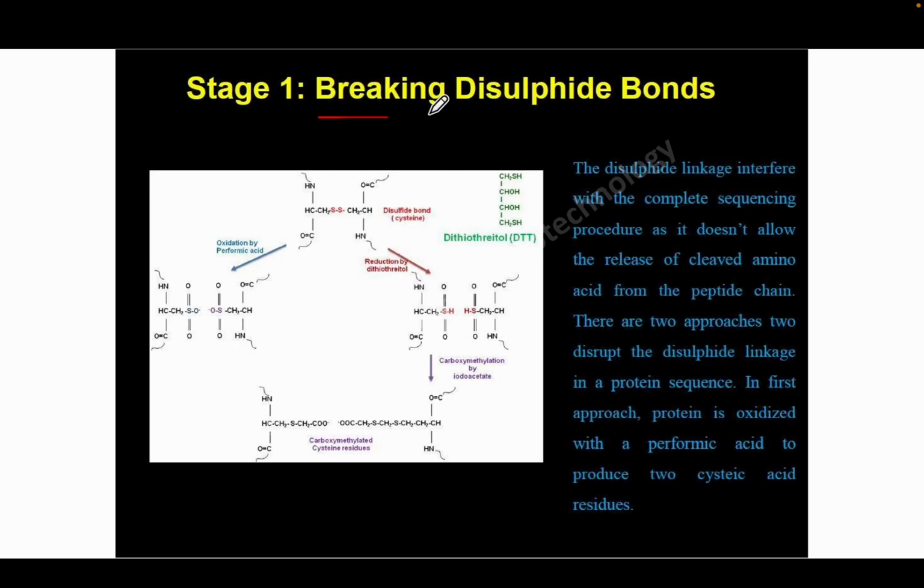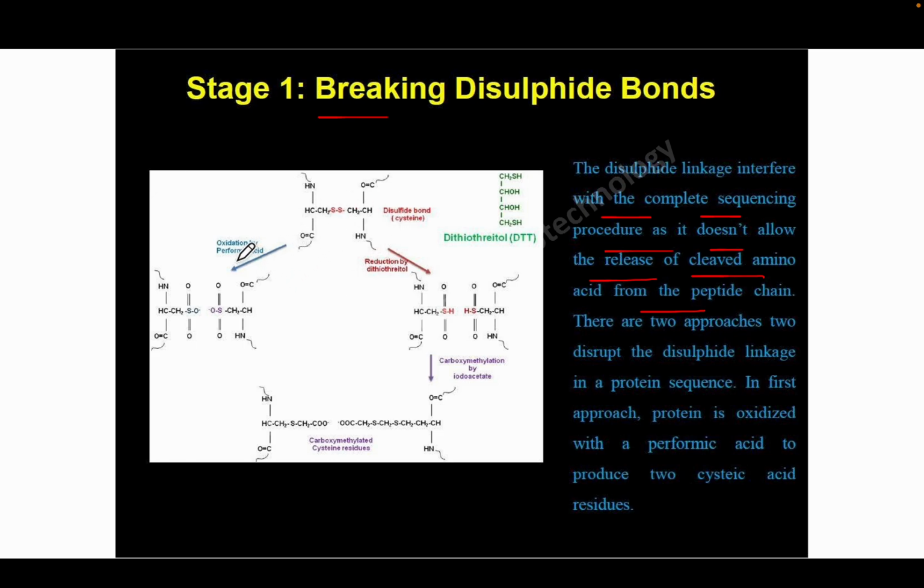So stage 1, breaking disulfide bonds. The disulfide linkage interferes with the complete sequencing procedure as it doesn't allow the release of the cleaved amino acid from the peptide chain. There are two approaches to disrupt the disulfide linkage in a protein sequence. In the first approach, protein is oxidized with performic acid to produce two cysteic acid residues.